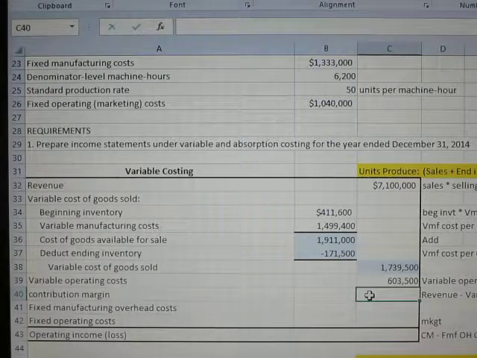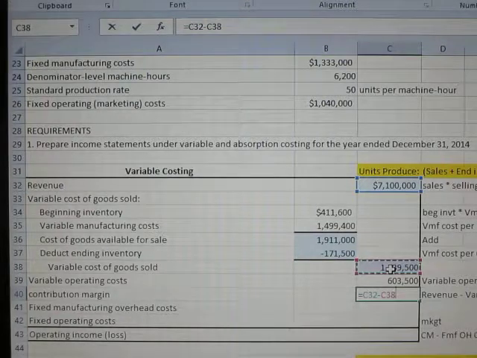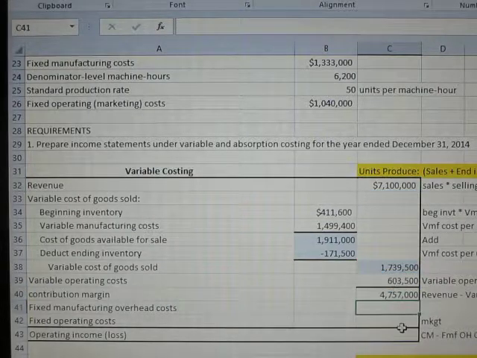And the contribution margin, take revenue minus the variable cost of goods sold, and you minus the variable operating costs. Equal to revenue minus variable costs and minus variable operating. I got 4,757,000.